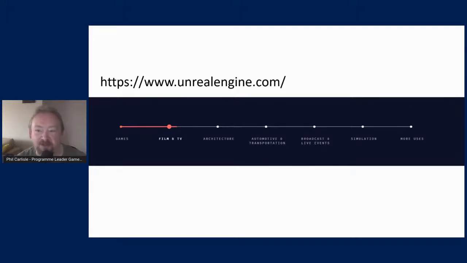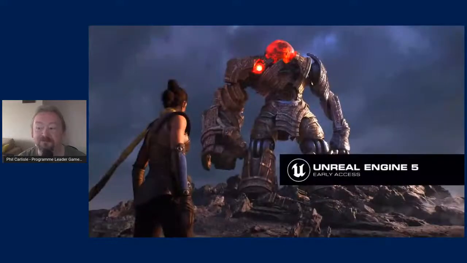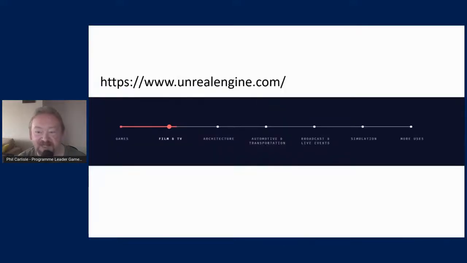And that's not just Unreal Engine. Unity have exactly the same kind of web page with the same kind of industries on them. And it's really interesting to look at where these technologies are being applied. So we'll have a look at some examples.